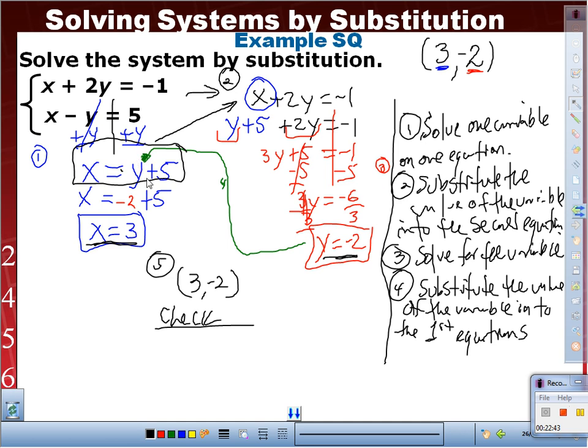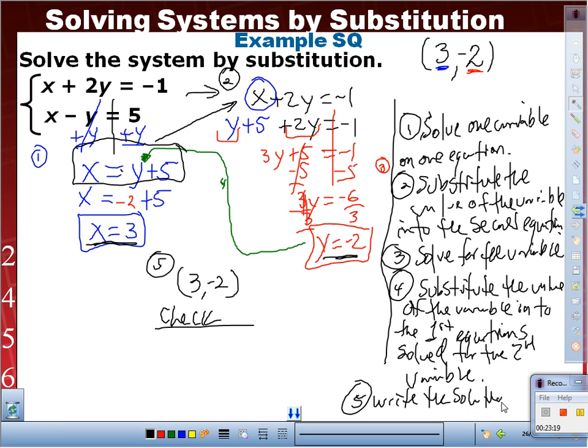And we did what? Once we substituted, we did what? No. Once we substitute, solve for the second variable. How about step 5? We what? Write the solution and what else? Check. Thank you.